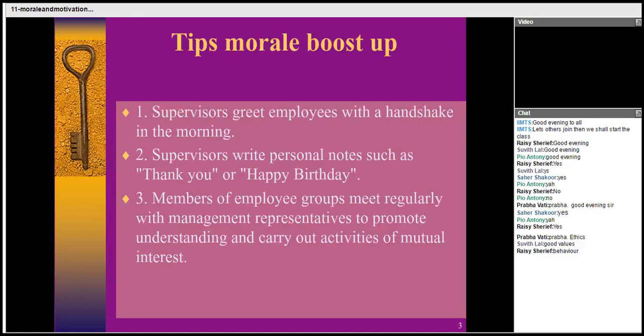Now what are the tips for morale boost up? Supervisors greet employees with a handshake in the morning. Supervisors write personal notes such as thank you or happy birthday.